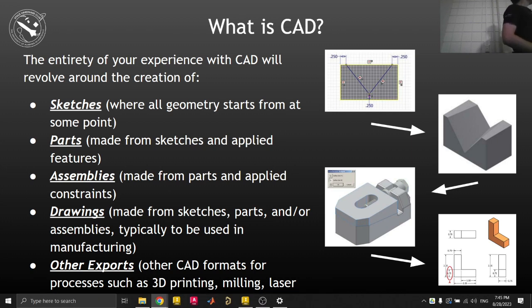And then drawings can be made from parts and assemblies. That's where, if you want to give all of the measurements for a certain part in some concise form that you can give to somebody else, if you did it right, they can look at it and replicate your exact geometry from scratch if needed. And then other exports, talking about other CAD formats for things like printing, milling, laser stuff, all that.